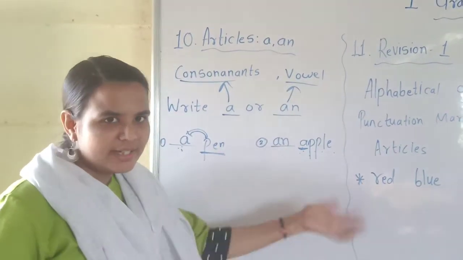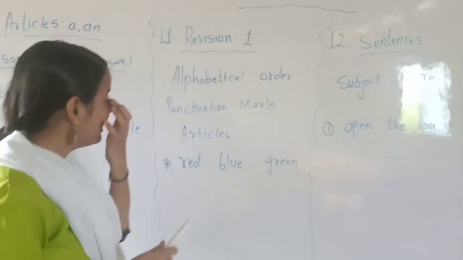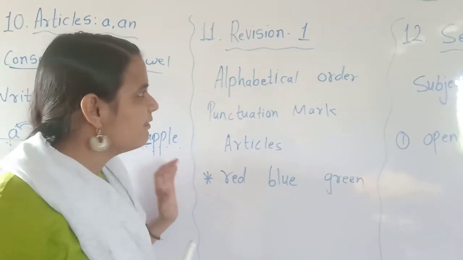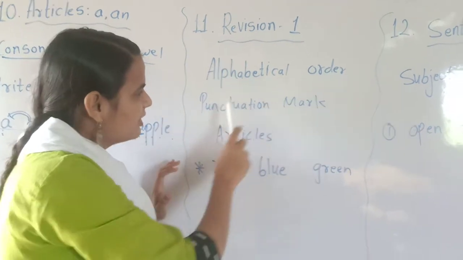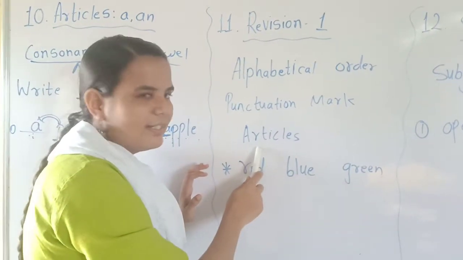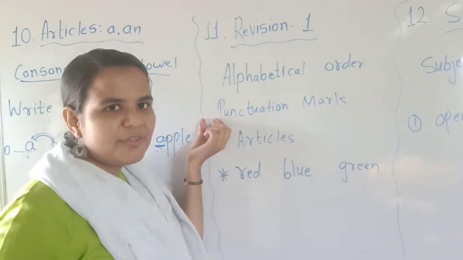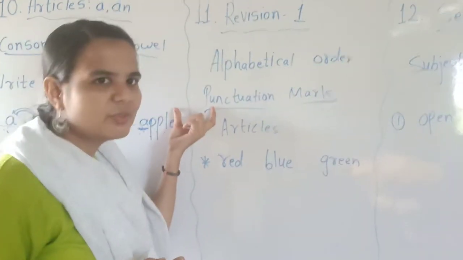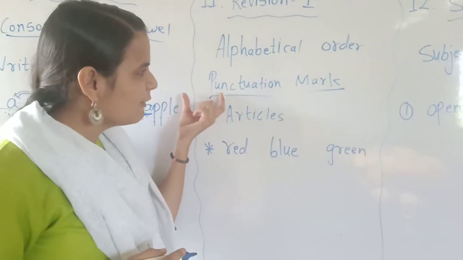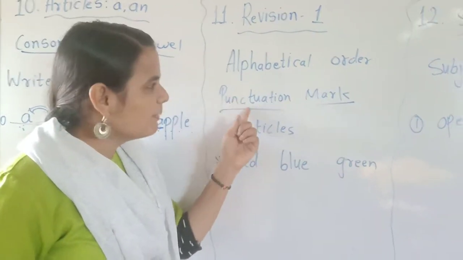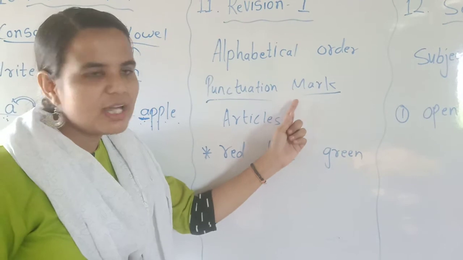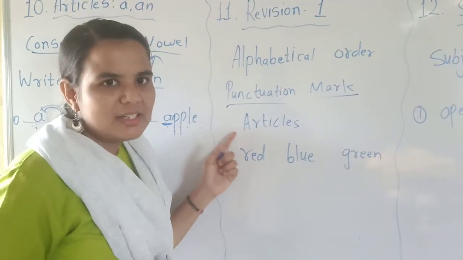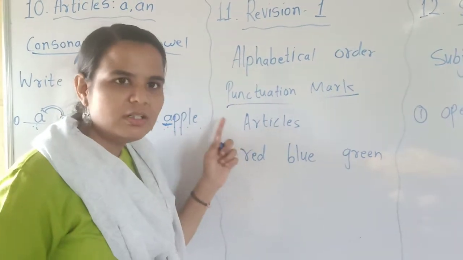So let's move to our next lesson, that is lesson number 11, revision 1. In this revision 1 we have learned about the alphabetical order, punctuation marks and articles. In the previous video I have talked about the use of punctuation marks. We know which are punctuation marks: comma, question mark and full stop, and capital letters are punctuation marks. In the previous video I have shown this, you can refer to that video. Articles, just now we have seen the use of a and an.